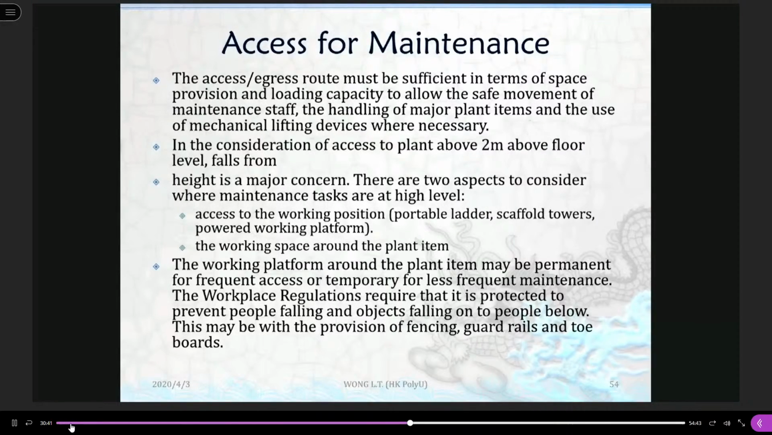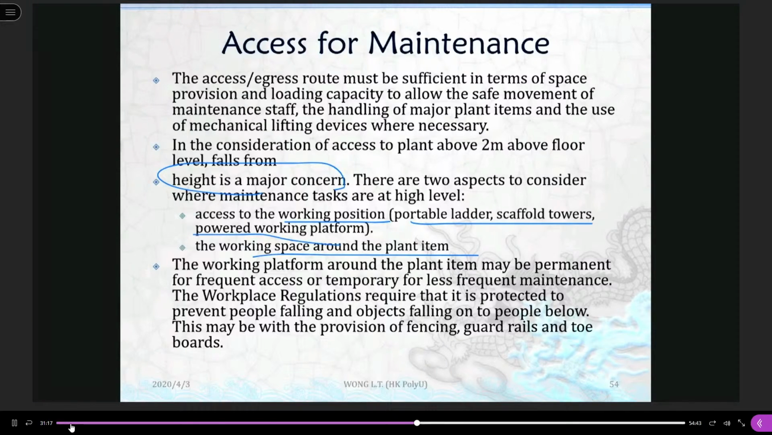If considering access to plant above 2 meters, falls from height are a major concern. There are 2 aspects to consider: maintenance work access and the working position. For such a case of more than 2 meters, we could consider a portable ladder, less preferred, scaffolding, a power working platform, or working space around the plant. We can build some walkway depending on the working frequency and type of work.